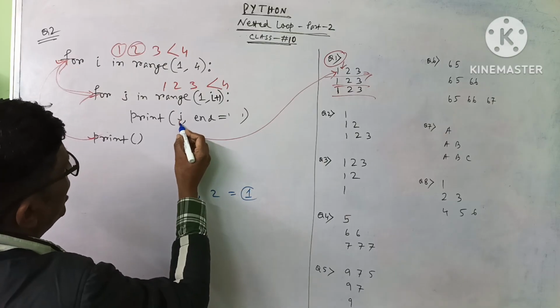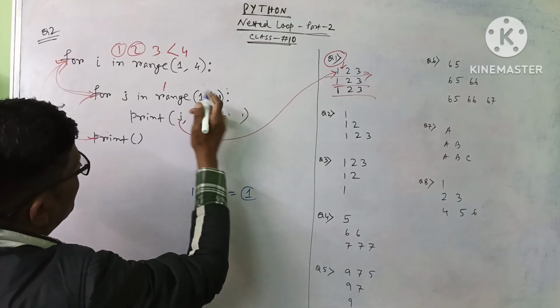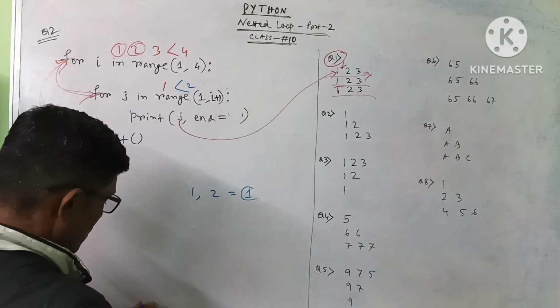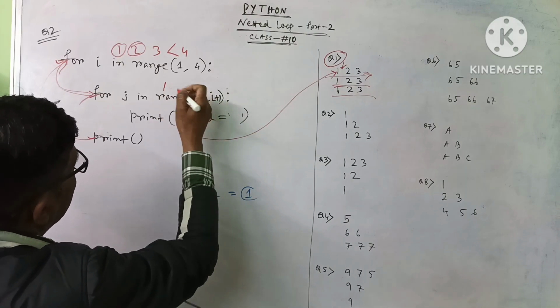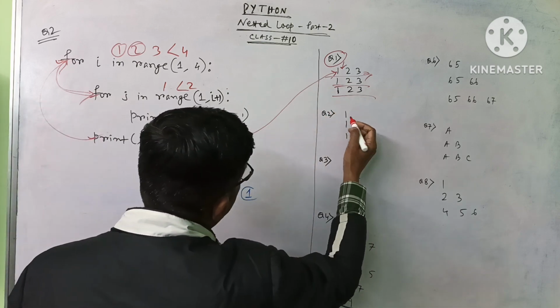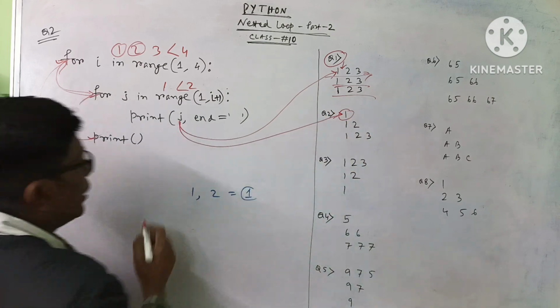And what is the value of j? That time, this condition is what? 1 less than 2. That means it will work only once. So once means this time you see that it is working. So this j will be okay this time.